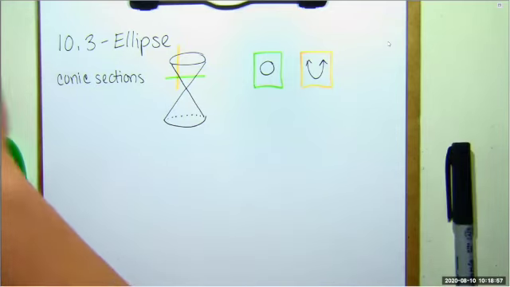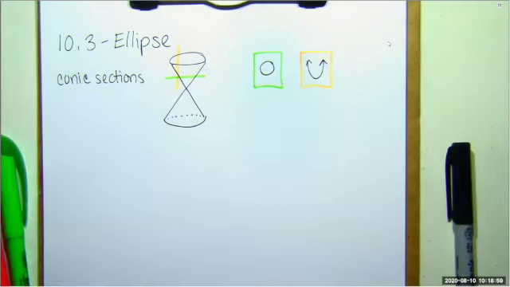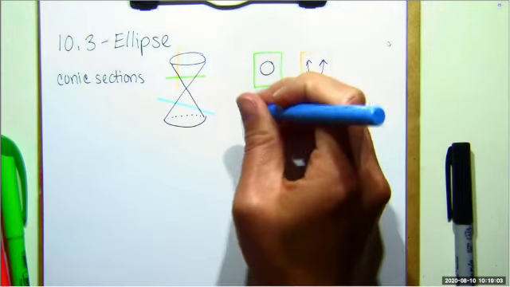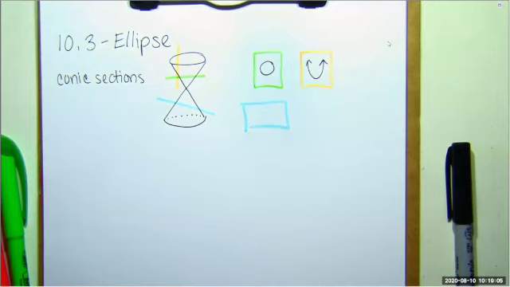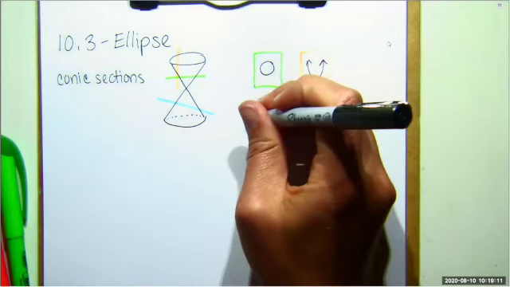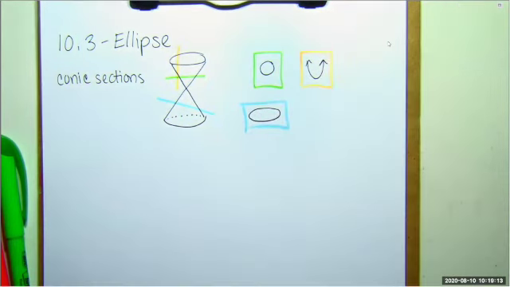Some of the other conic sections we have, the new ones for us, is if we take a cone and slice it at an angle and look at it, instead of ending up with a circle, we end up with a stretched out circle, or you guys might call this an oval. Technically, we're going to call this an ellipse.